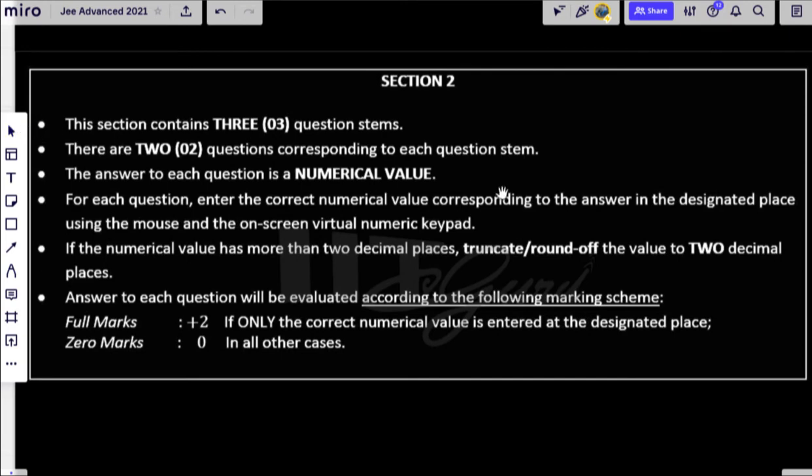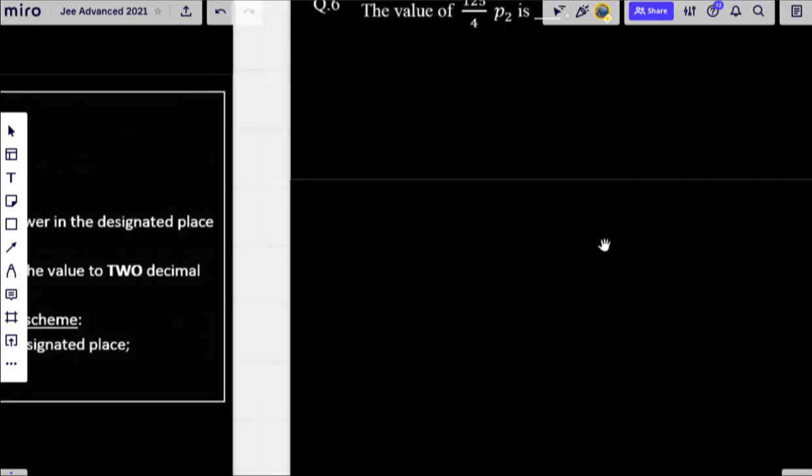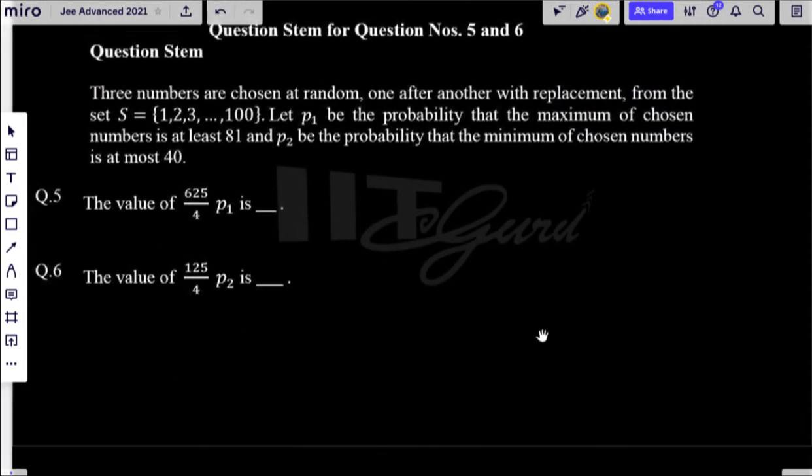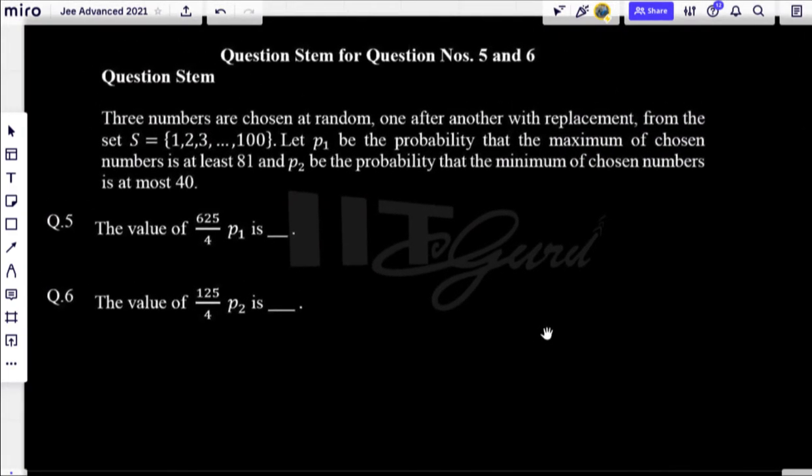So let's start with the 3 questions, which are based on comprehension pattern. This is the first time in IIT that in comprehension pattern, instead of single choice, they have given numerical value type questions. Let's start. Question number 5 and 6, the comprehension is based on probability.